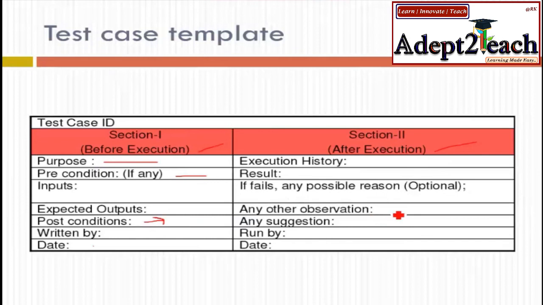Any other observation, let's say, when you are going to a particular screen, it should have done this, but this is not happening. The output should have come in 3 seconds, but it is taking 10 seconds. Any other observation you would like to write here? Any suggestion, if you want improvement of the program or the look of the program or the GUI of the program. Next is who has run the program. That person is important, and what is the date on which this test case was executed.